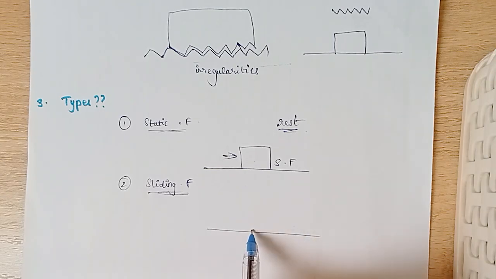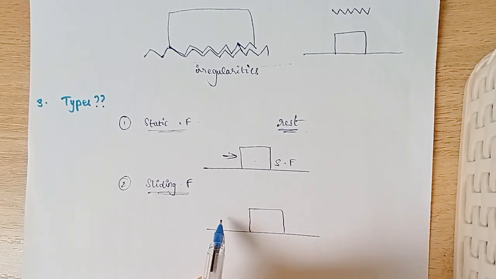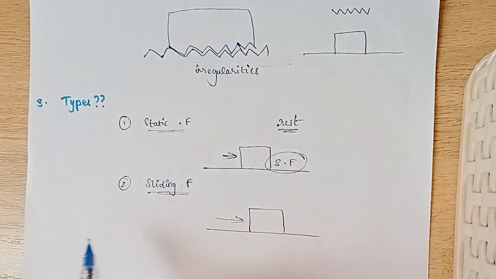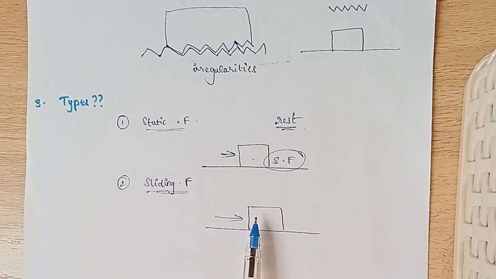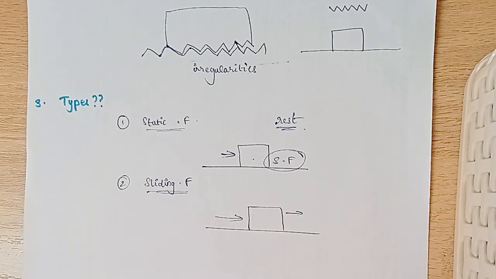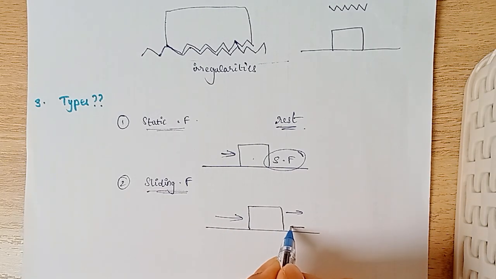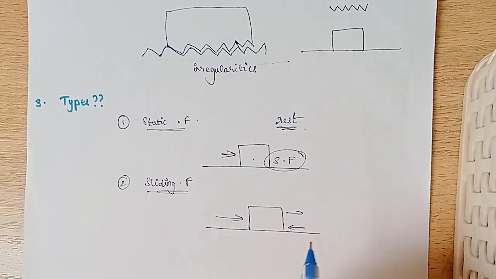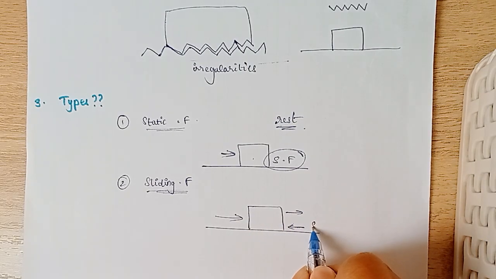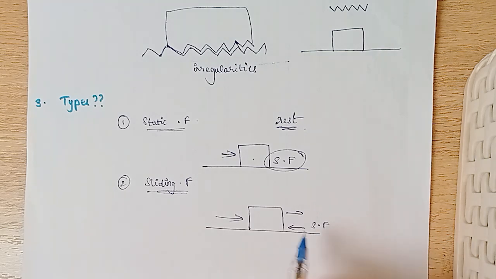So now let's take the same table and the box. When we pushed it first, the object did not move because of static friction. Now you're giving a little more force and this object starts moving towards this side. But always there will be a friction acting in the opposite direction. And this friction, when the object starts moving, is called the sliding friction. This is static, this is sliding. This is the difference between static and sliding.